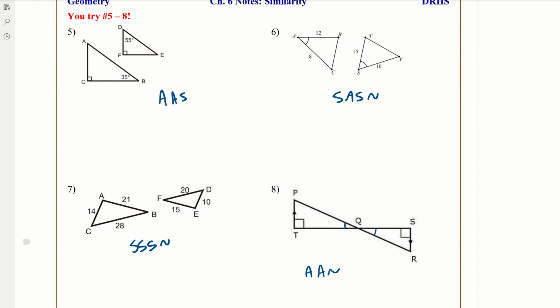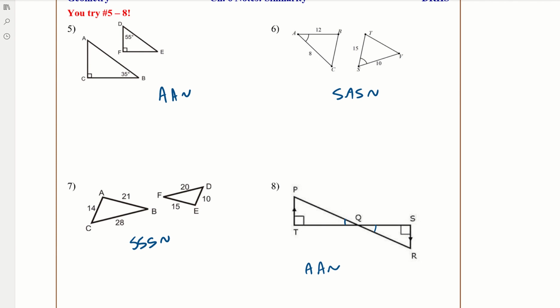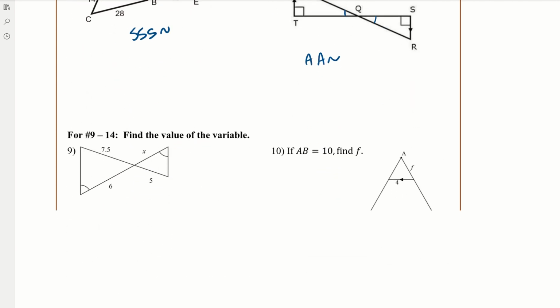For these 4 examples, we have angle, oops, I'm not sure what I put there. This is supposed to be angle similarity. Then we have side-angle-side similarity, side similarity, and then another angle similarity. Pause the video if you need some extra time there.